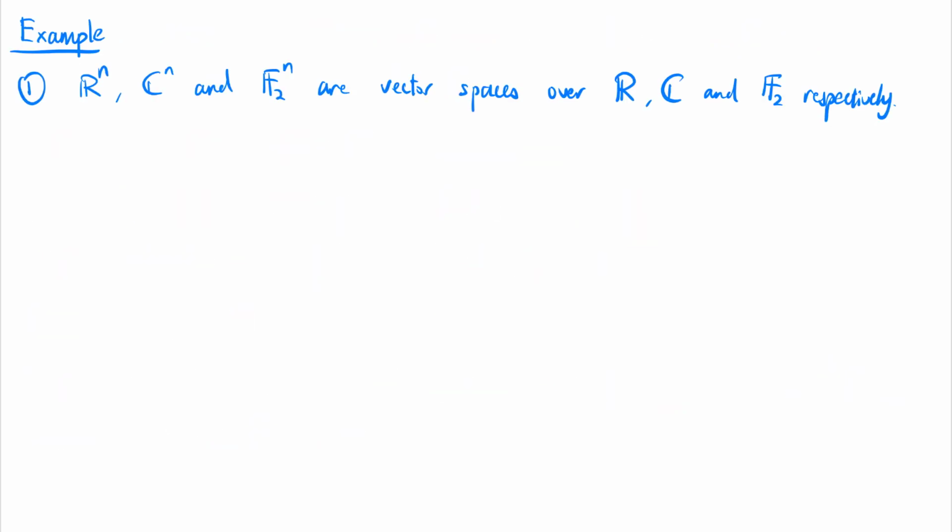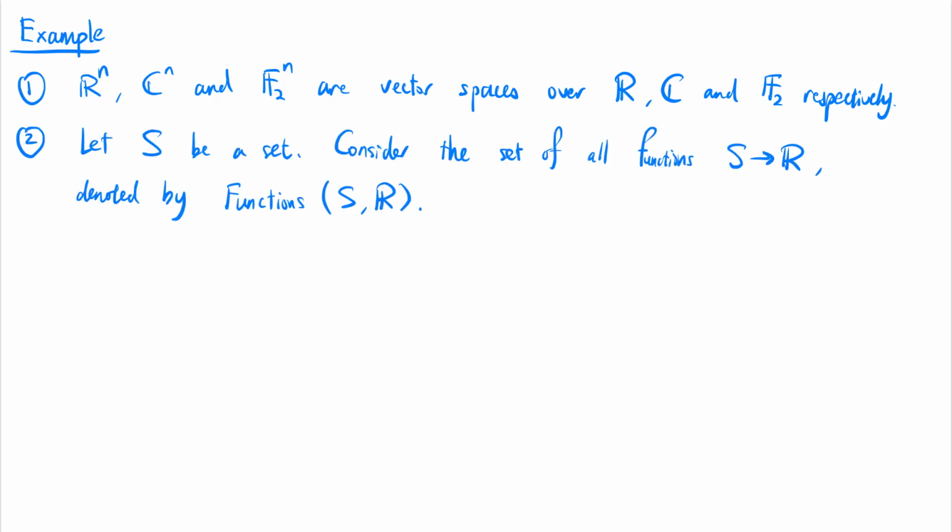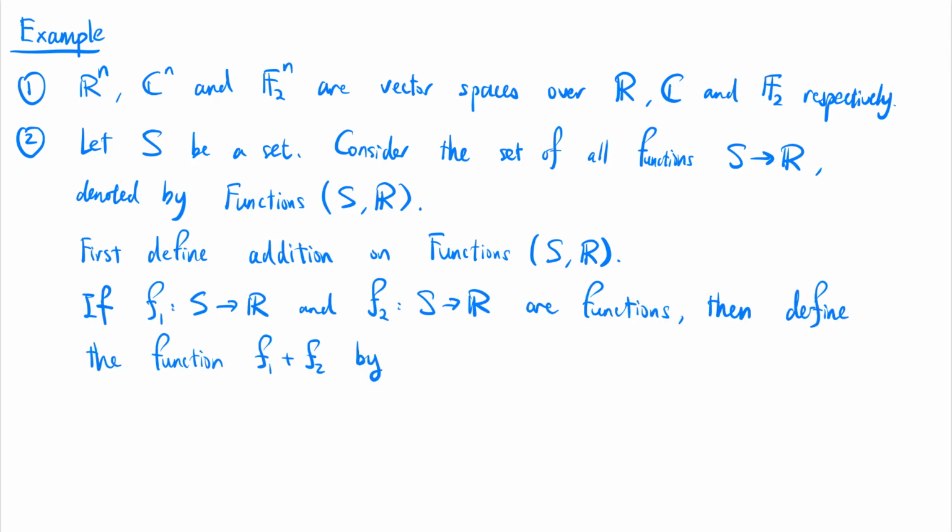Let's see some examples of vector spaces. To begin, Rn, Cn, and F2 to the n are vector spaces over the real numbers, the complex numbers, and F2 respectively. Second, let S be a set. We consider the set of all functions from S to the real numbers, denoted by F(S, R). First, let's define addition on these functions. If f1 from S to the reals and f2 from S to the reals are functions, then we define the function f1 plus f2 as follows. (f1 plus f2)(s) equals f1(s) plus f2(s) for all s in S.